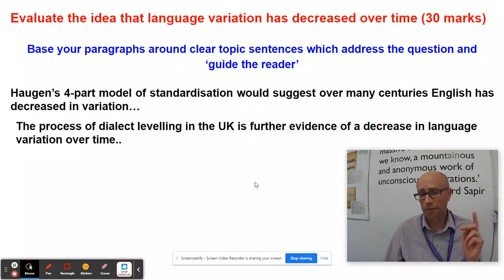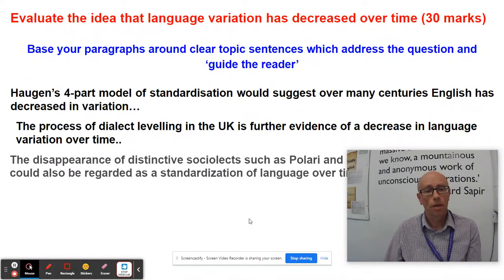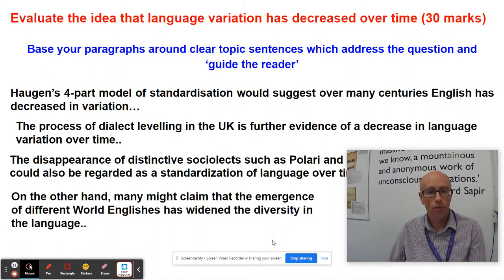The process of dialect levelling in the UK is further evidence of a decrease in language variation over time. The disappearance of distinctive sociolects such as Polari and Cockney Rhyming slang could also be regarded as standardisation of language over time. So you've got three topic sentences there which are basically saying in this paragraph I'm largely going to be agreeing with the premise of the question.